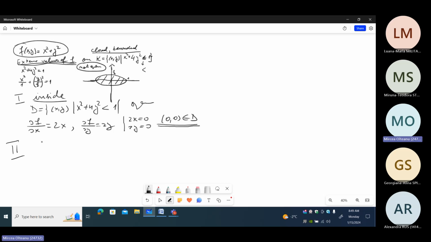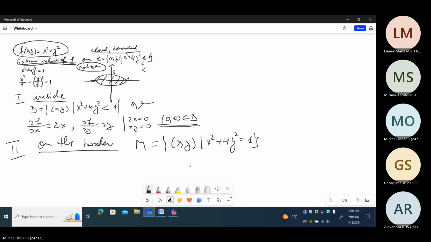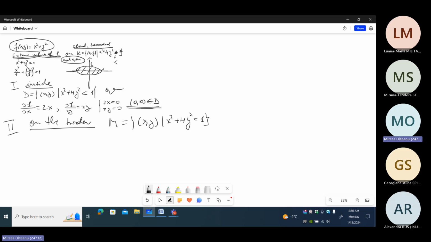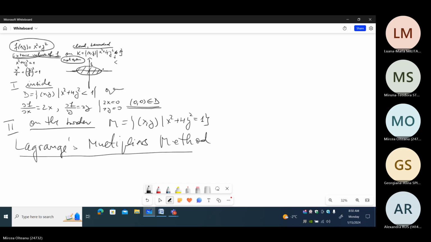Now, the second problem is on the border. On the border means on the set M, actually the ellipse. Well, this is the new kind of problem. Here we apply the Lagrange multipliers method, which consists in starting by introducing the following function of 3 variables, x, y, and lambda. Lambda is a new variable called Lagrange multiplier.